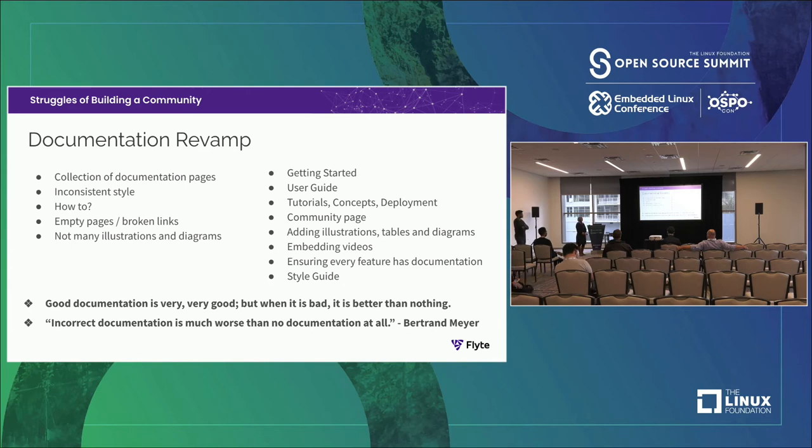Basically, to be successful, we think that every feature needs to have documentation, for without documentation, the feature just does not exist. It has been said that good documentation is very, very good, but when it is bad, it is better than nothing. Also, incorrect documentation is much worse than no documentation at all, and we don't want to be there.